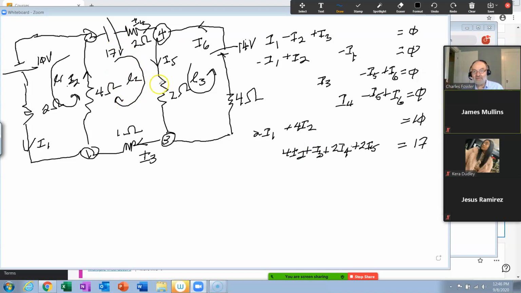Voltage increases, that one. And the last one here, we'll have a 14 over here on this side. And on this side we have a 2I5 plus 4I6. Which makes me think I messed up something here. No, that's fine. I think that's fine.